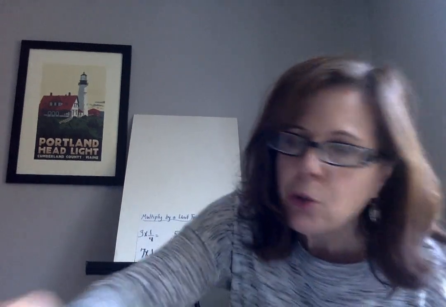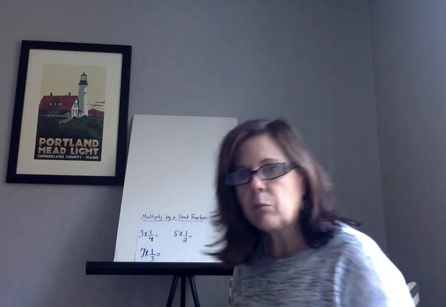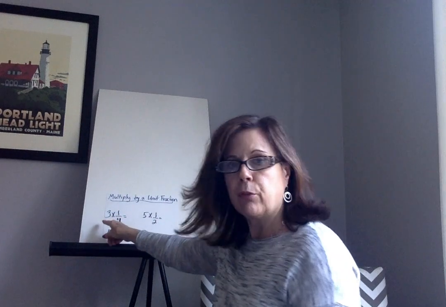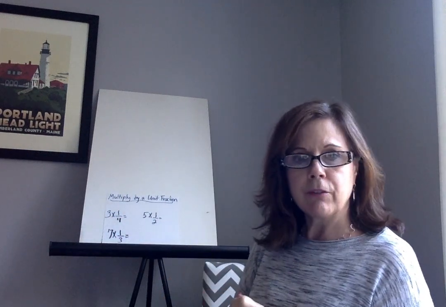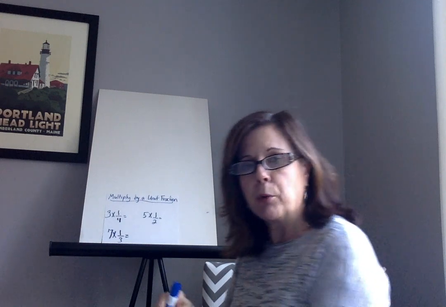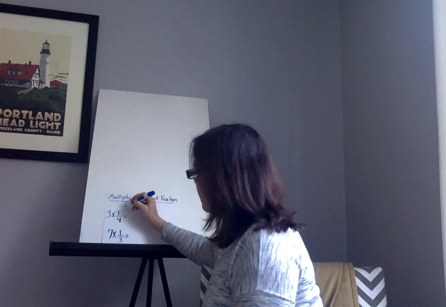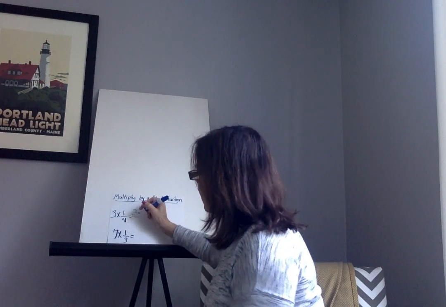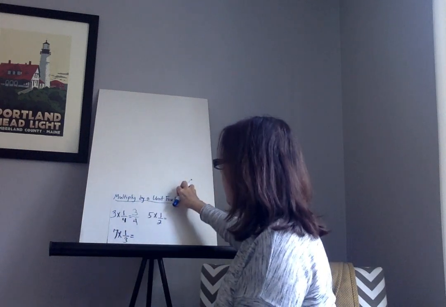Okay, so back to multiplying by a unit fraction. You can see, here we have our whole number 3, and we're going to multiply it by 1/4. So all you have to do is multiply by the numerator, and again, the denominator stays the same. So 3 times 1, of course, is 3, and the denominator stays the same. Okay, so that's easy, 3/4.